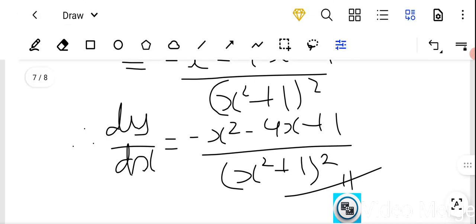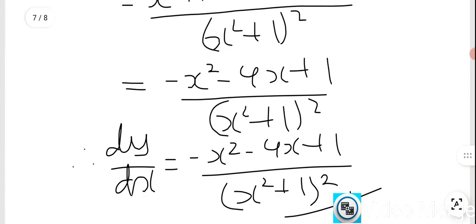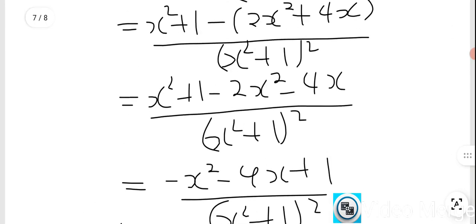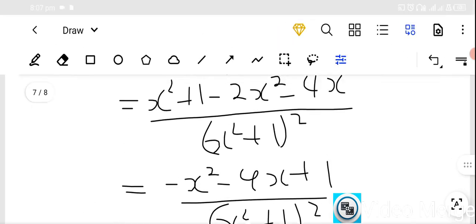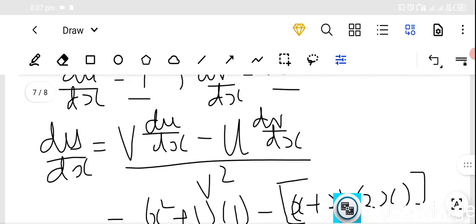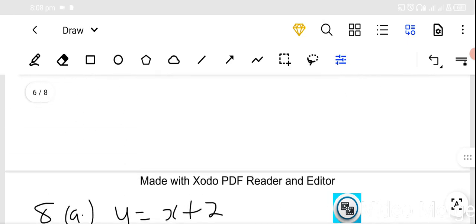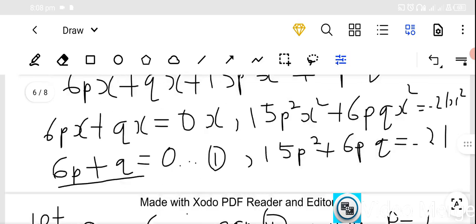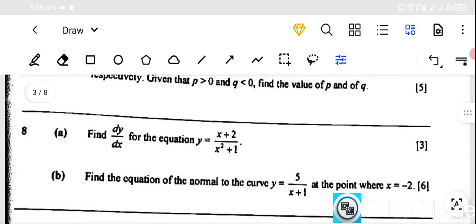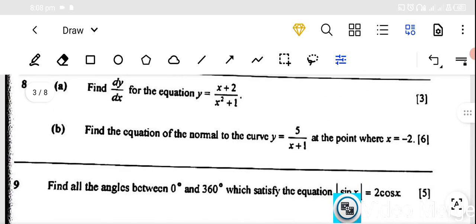Now we're going to go to question B. Alright, so we have solved that particular question. Now we are proceeding to the next one. And that was question 8A. So we are going to go to question 8B. Find the equation of the normal to the curve y is equal to 5 divided by x plus 1 at the point x equal to negative 2. This is carrying 6 marks, and it's carrying 6 marks because it is quite involving.